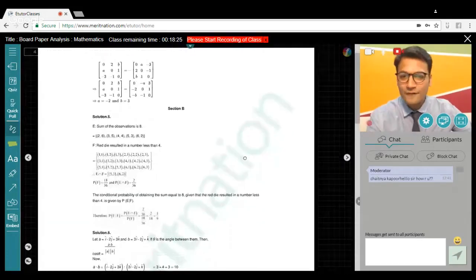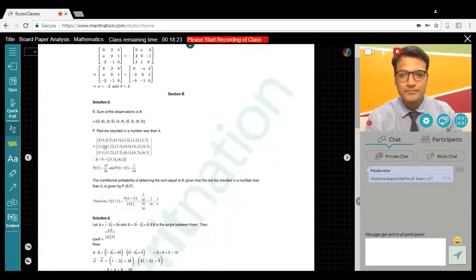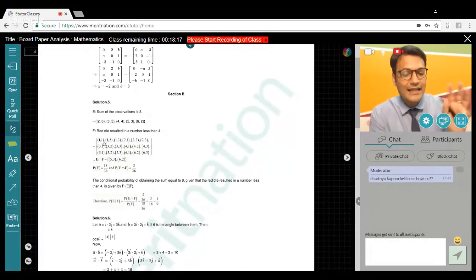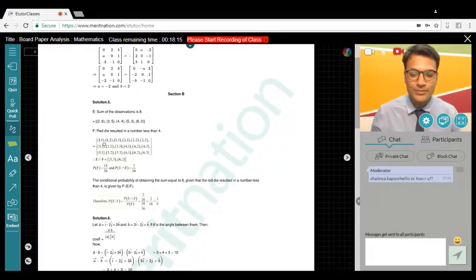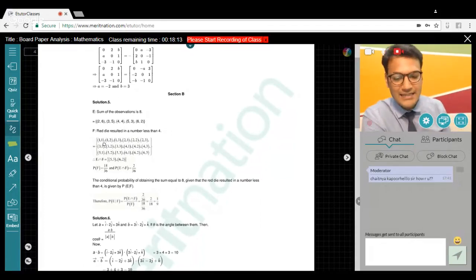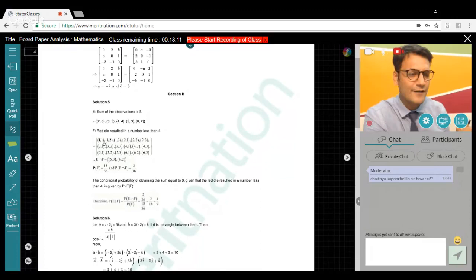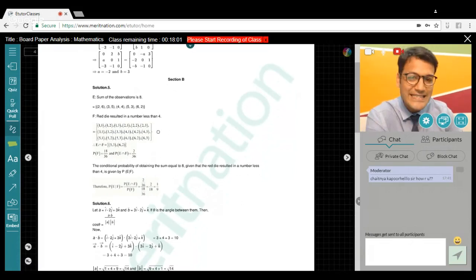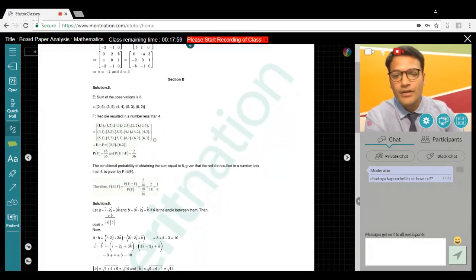If I talk about the fifth question, let me see what that was. A black and a red die are rolled together. Find the conditional probability of obtaining the sum as 8, given that the red die results in a number less than 4. It was again a simple question. You need to make the favorable and the total cases carefully. You shouldn't miss any of the cases over here. So just a moment.